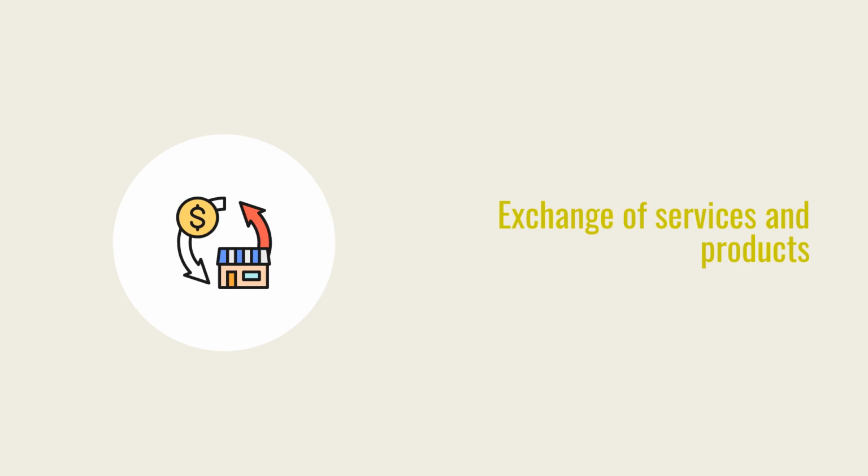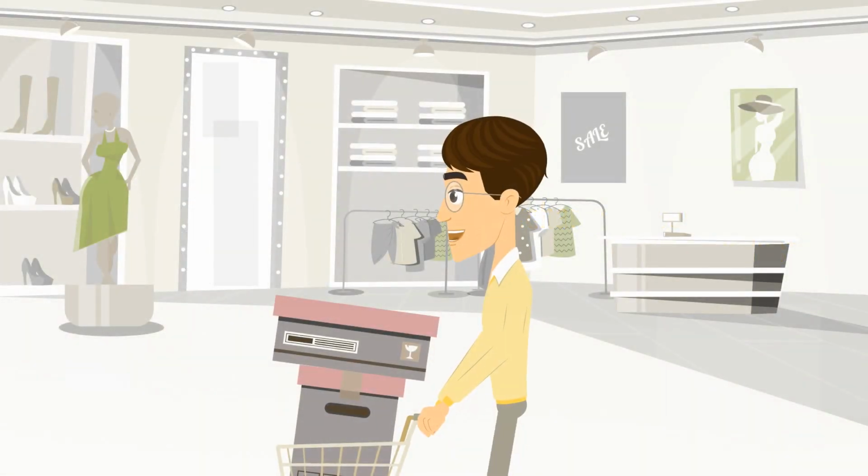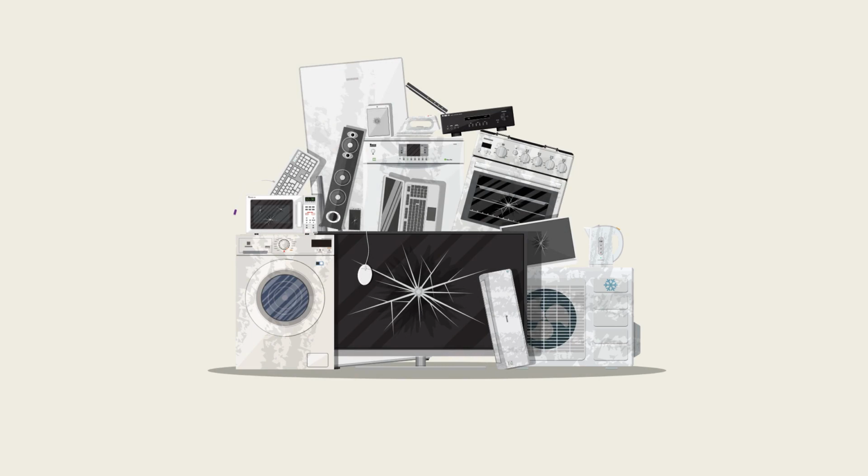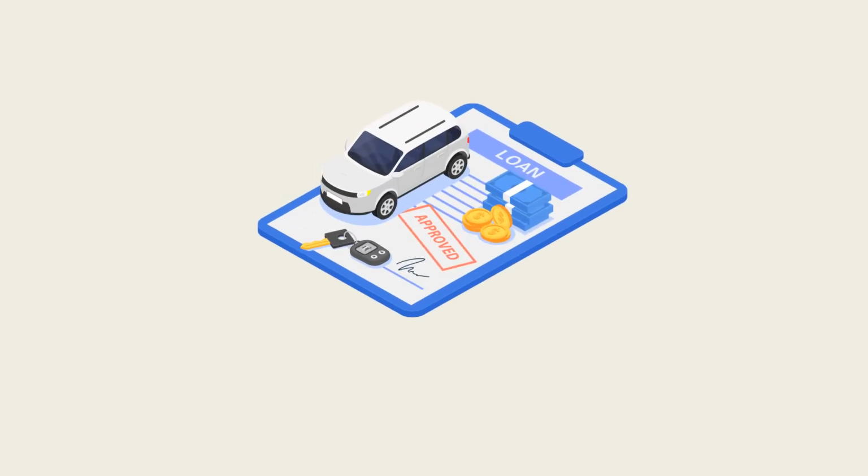Exchange of services and products. Service and product exchanges counter consumerism by promoting business models in which producers, consumers and users share the same resources. Here are a few examples of how this can be done. Rentals. For example, rentals of tools, sports equipment or furniture. Instead of buying a product that will be used only once or occasionally, you can use a rental service and return the product when you have finished using it.